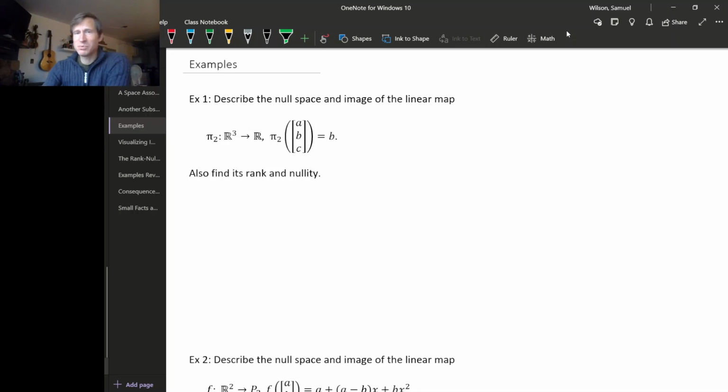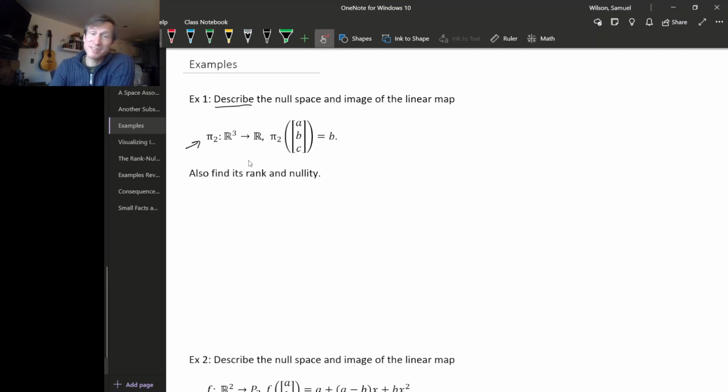Let's look at some examples of the image and null space of a linear map. So let's describe the null space and also the image of this linear map. And while we're at it, let's find its rank and nullity. We have to decide what we mean by describe. Since we know the null space and the image of this map are subspaces of R3 and R, how can we describe subspaces?